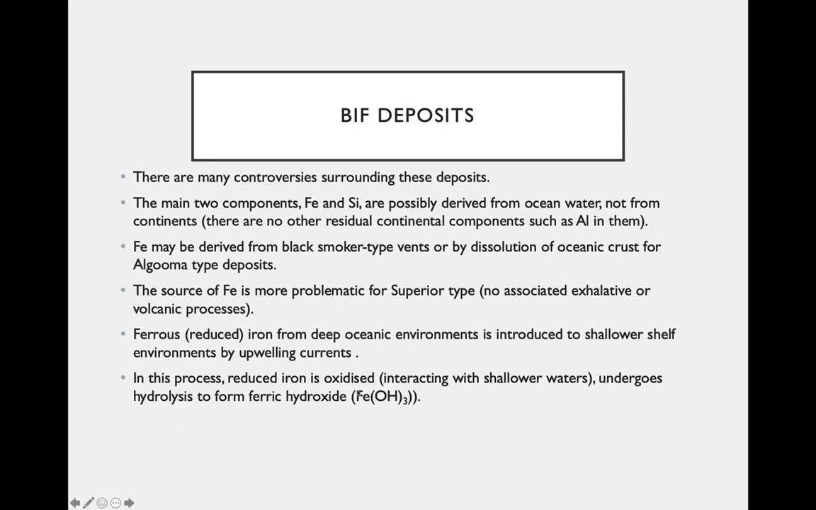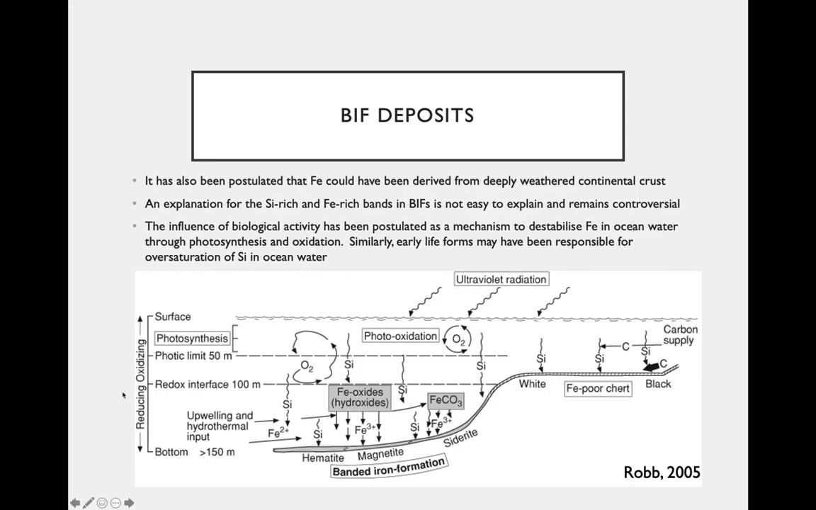So what controls that oxidizing is very important. So here is a broad perception of a banded iron system. We have reduced iron down here, and we have a zone where we are oxidizing it. People think that this could be associated with ultraviolet radiation to induce photooxidation.